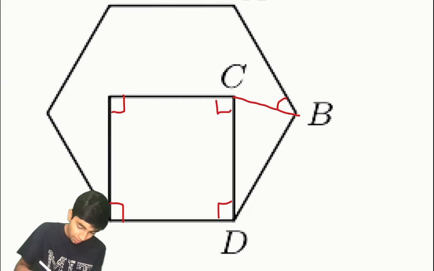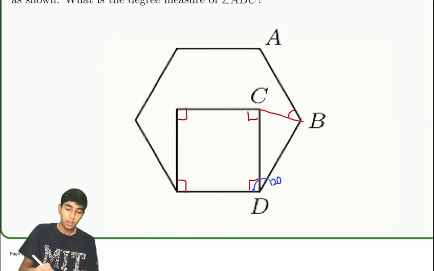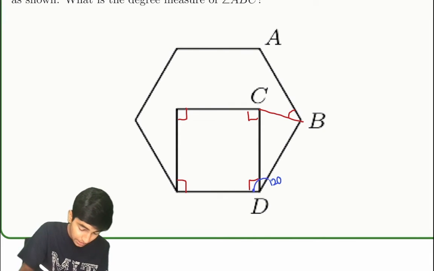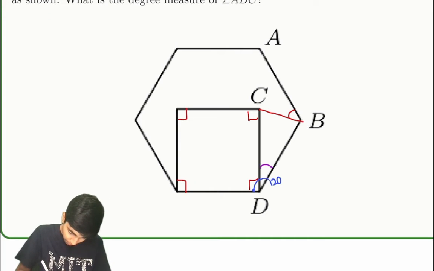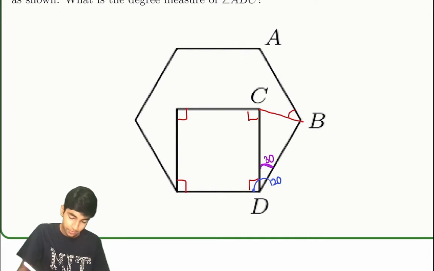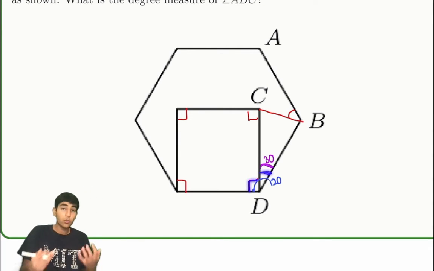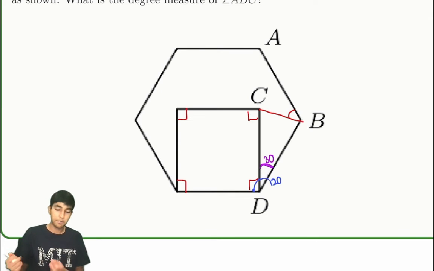So let's draw that in real quick. Let me use a different color. That is 120 degrees, the blue angle. So this over here is 90 degrees. The big blue angle is 120 degrees. So that means we must have, let's use purple here, this part over here must be 30 degrees, because the whole angle is 120 and just this part is 90. So the part over here is 120 minus 90, 30.